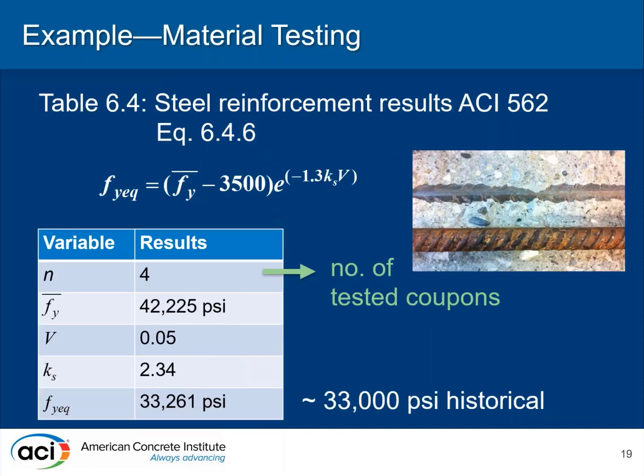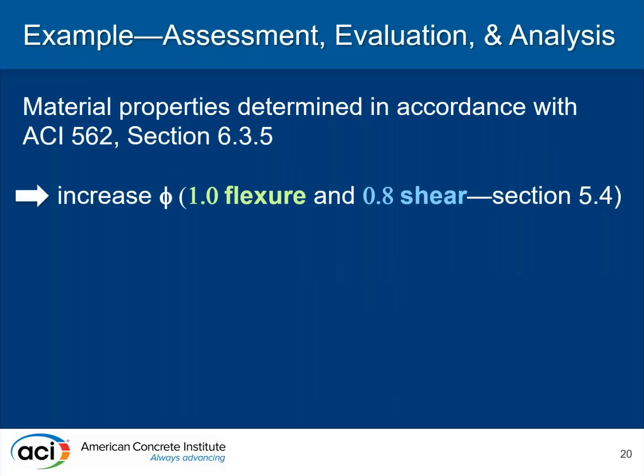table provided. The steel reinforcement results using the equation shown for 4 samples, the average yield strength 42,225 PSI, but because of the low number of samples here and the modification factor on the variation, you can see the equivalent yield strength is about 33,000 PSI, which is pretty consistent with the historical numbers. What you'll notice there is that the coefficient of variation is pretty low, but the modification factor is high because of the number of the results.